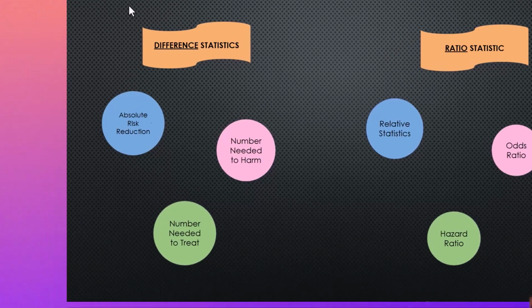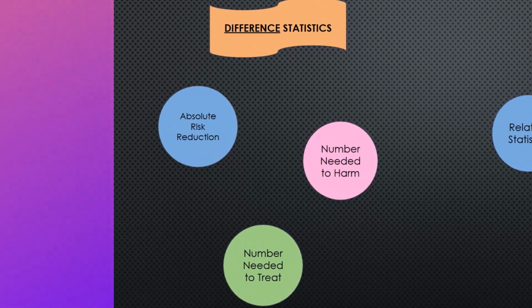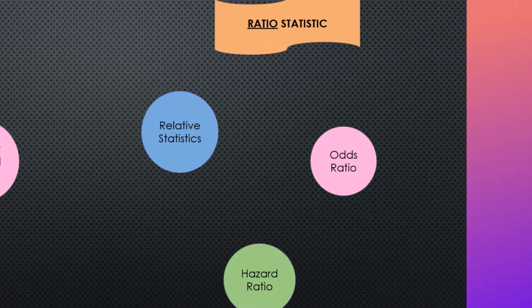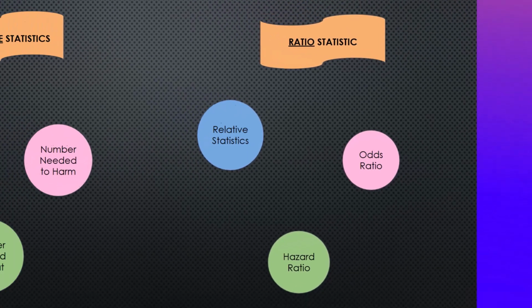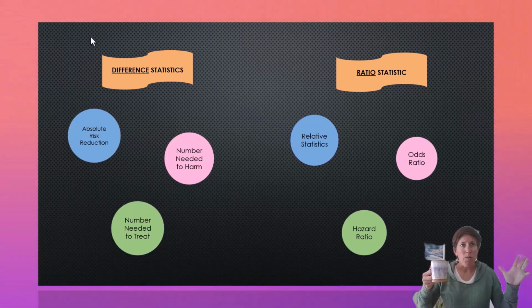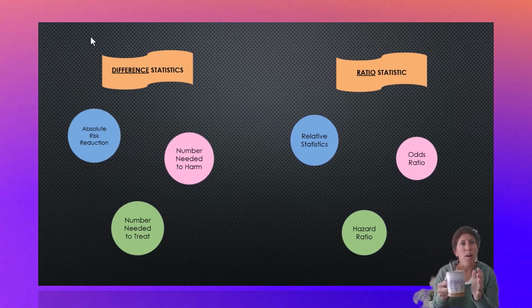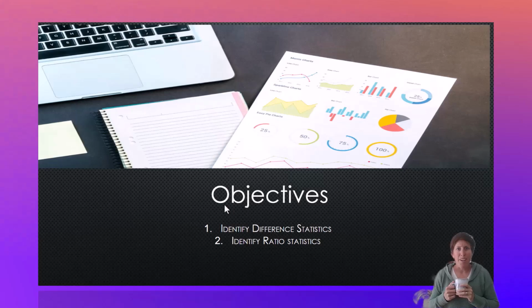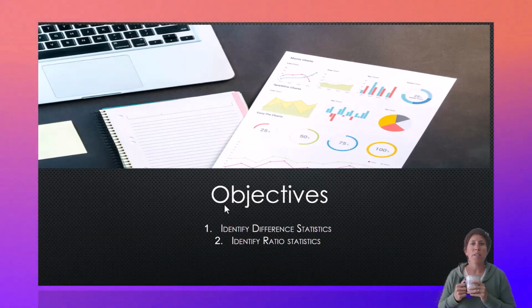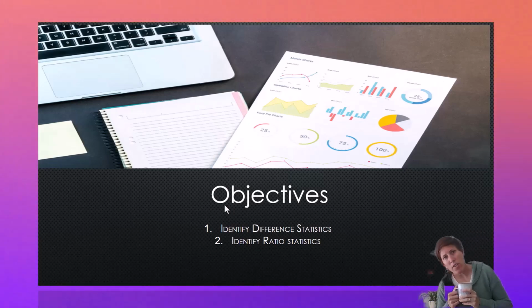So for difference statistics, you might see terms within your results that I've listed here: absolute risk reduction, number needed to harm, number needed to treat. For ratio statistics, relative statistics, odds ratios, hazard ratios. Keep your eye out for those. We're going to talk specifically about each of them. So today's objectives are, we're going to identify difference statistics and ratio statistics.